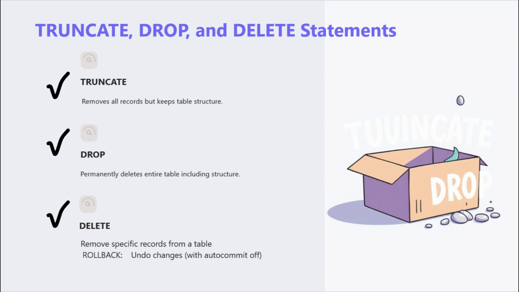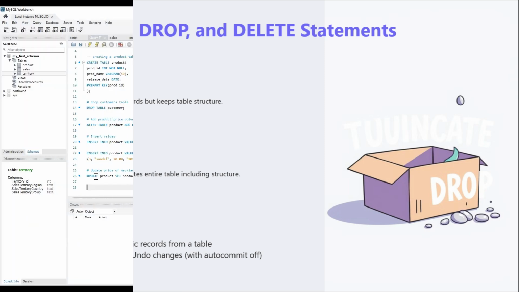And we also have the rollback statement. The rollback statement is a way of undoing changes that you've made to a table. So when you use the delete statement, you can undo the delete by using the rollback method. Now let's go to my SQL workbench.